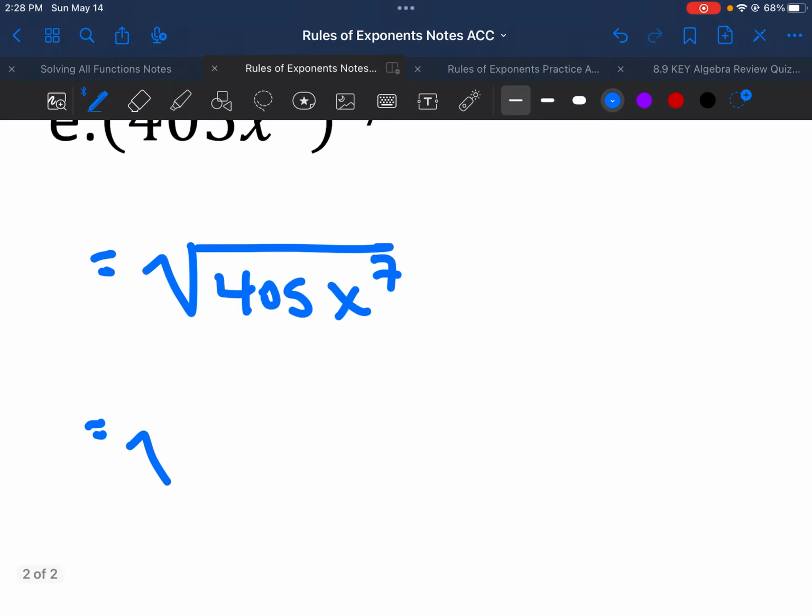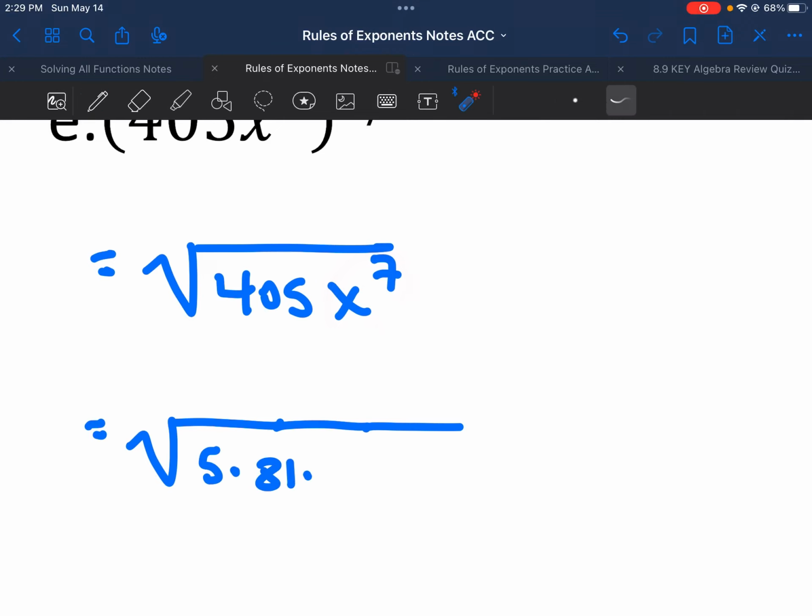So 405, let's keep the square root for now. I'm just going to show you a basic way to handle square roots like this. 405, we can see that it ends in a 5, so it must be divisible by 5. 405 turns out to be 5 times 81.